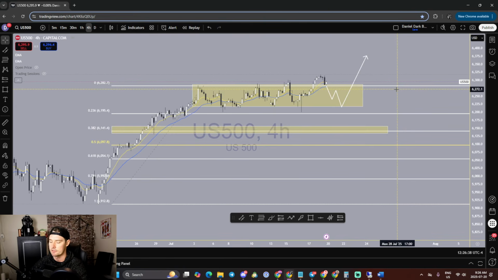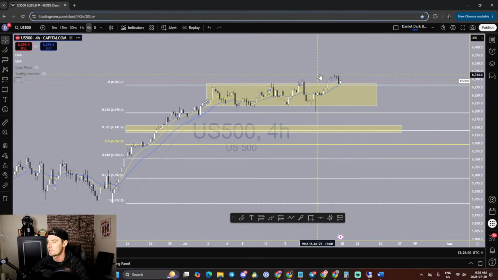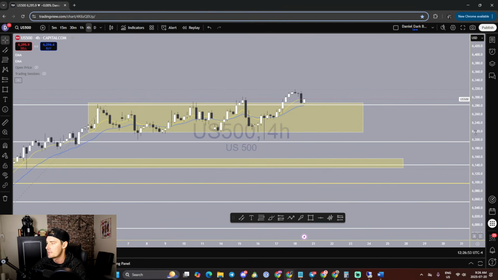There's nothing that should say, oh, sellers are about to jump in. Let's start shorting this thing. There's no reason to short. So even if you shorted and even if you were right, that would not be a good trade, in my opinion.